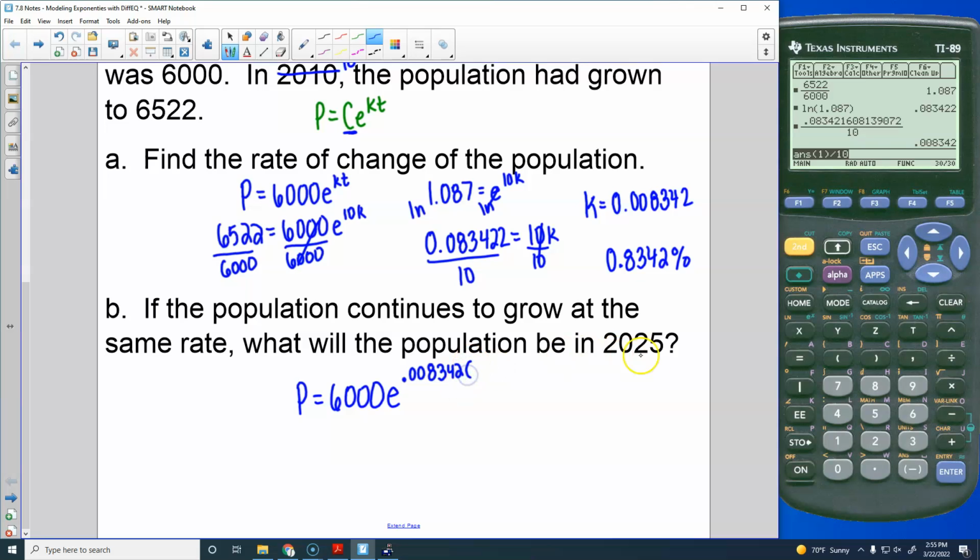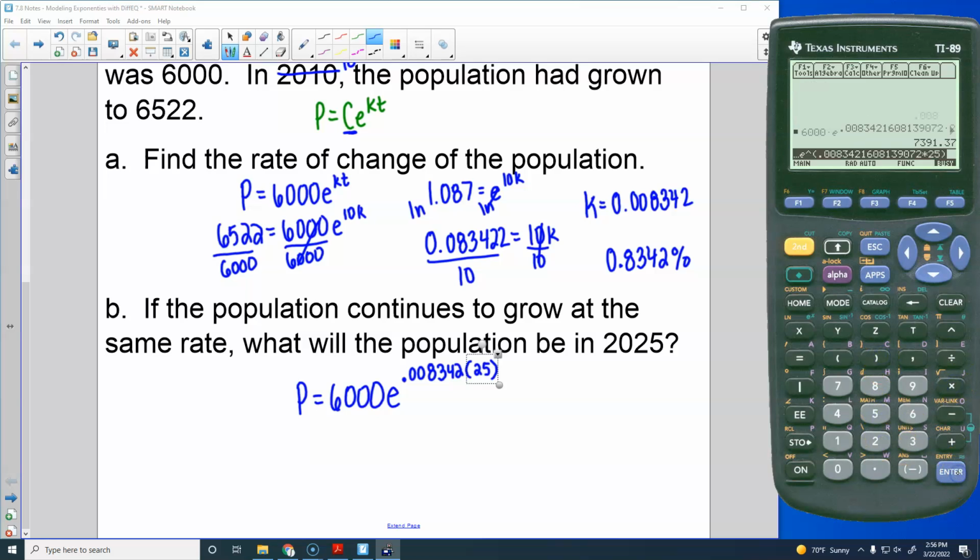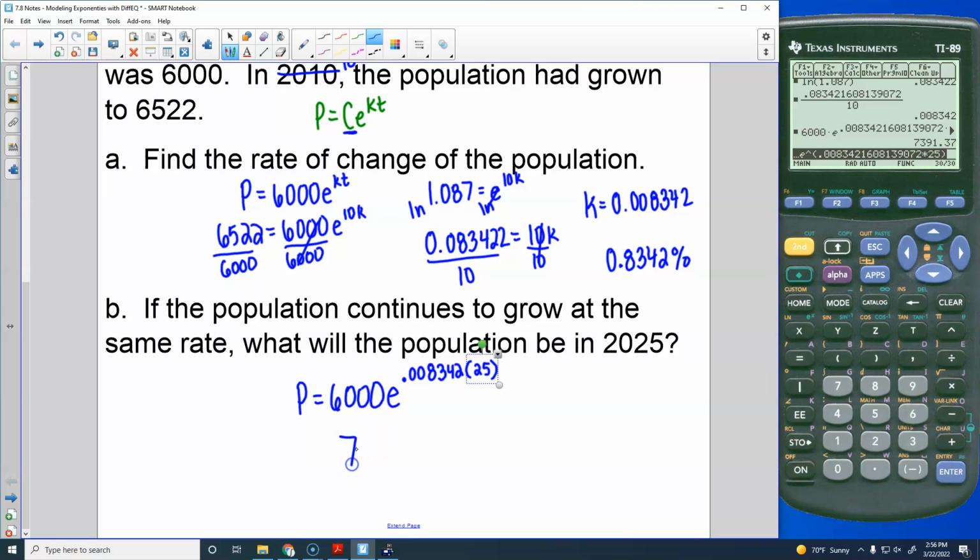times the time, which is going to be, instead of plugging in 2025, just plug in 25 because we made 2000 zero. So we'll have 6,000 times e to the, this number times 25. And so we get 7,391.37. Normally you would round that to the nearest whole number, 7,391, since this is people.